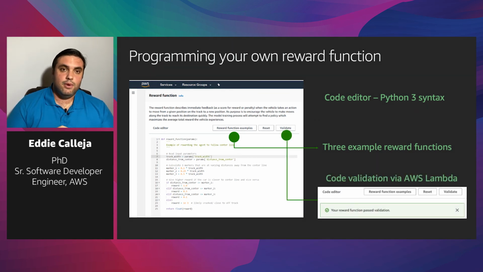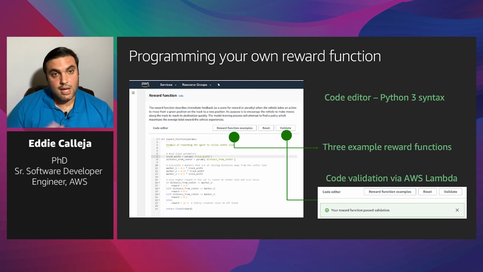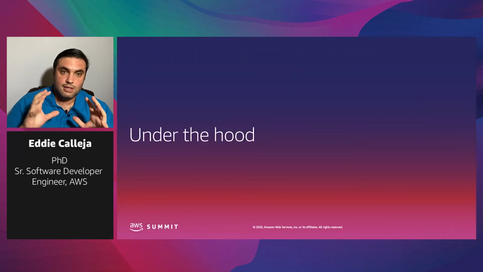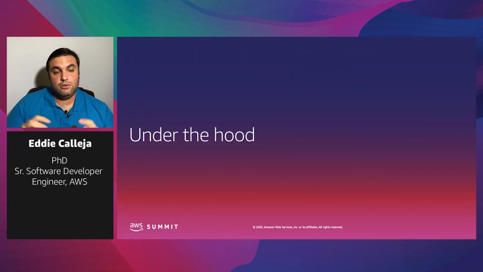So then we actually provide a little bit of validation so that you don't end up crafting a reward function that isn't going to work. And we actually use AWS Lambda, which is another great AWS technology, to do the validation. So that's sort of our architecture, and that's how you can go to the AWS DeepRacer console today and get started with machine learning. And it's absolutely the fastest way to get started with machine learning.